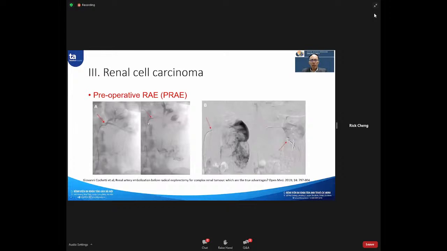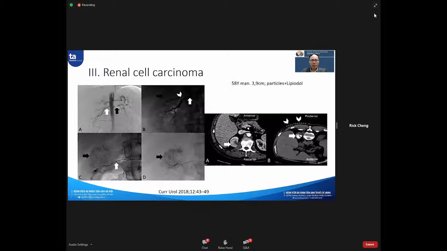So this guy also did ablation with a very big RCC on the left side. You see the ablation with coil and total ablation. Then after that they did the nephrectomy on the left side.